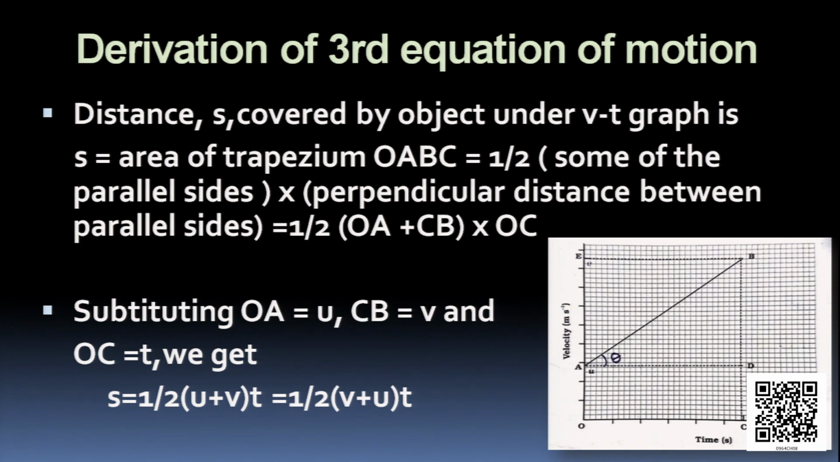Now substitute the values. What is OA? Initial velocity U. What is CB? Final velocity V. And what is OC? That is T. If you substitute these values in the above equation, then the distance covered by the object under the VT graph is S equal to 1 by 2 (U plus V) into T, because OC is T, equal to 1 by 2 (V plus U) into T.